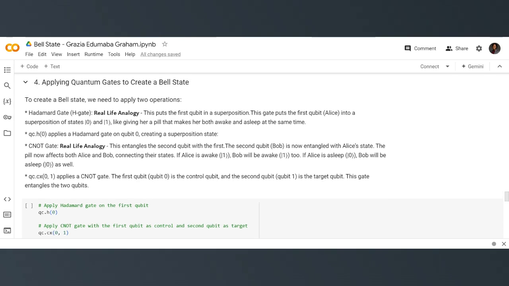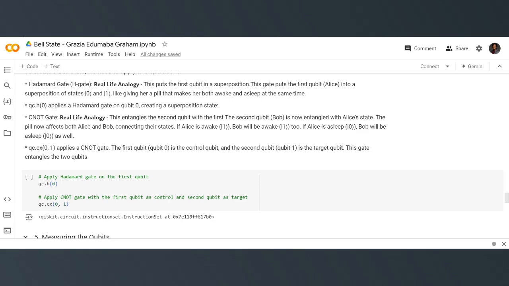Here, after creating the quantum circuit, we apply quantum gates to create the Bell states. First, we apply the Hadamard gate. What the Hadamard gate does is put the qubits in a state of superposition. Then we apply the CNOT gate with the first qubit as the control and the second qubit as the target. What the CNOT gate does is entangle the 2 qubits, the control qubit and the target qubit.